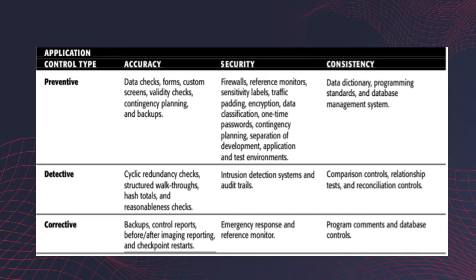Application control types. Preventative controls describe any security measure that is designed to stop unwanted or unauthorized activity from occurring. Examples include physical controls such as fences, locks, and alarm systems; technical controls such as antivirus software, firewalls, and IPSs; and administrative controls like separation of duties, data classification, and auditing.